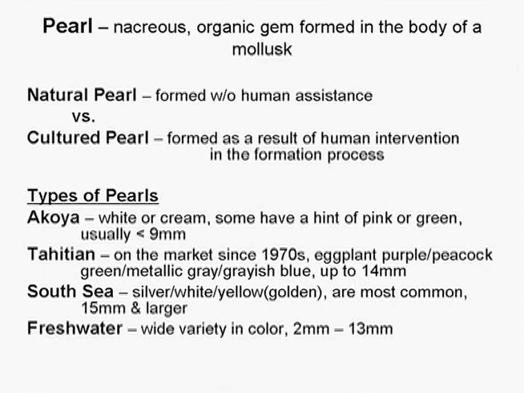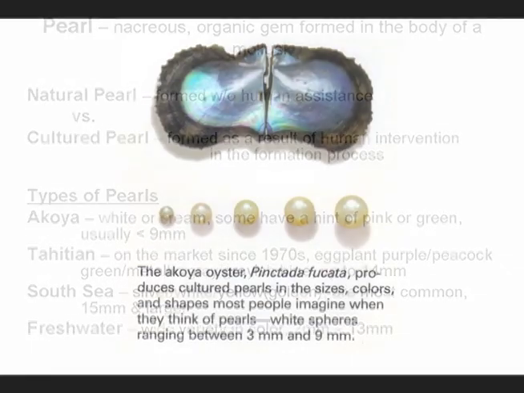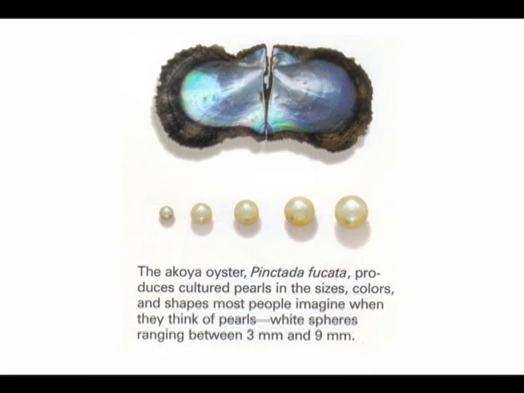We have different types of pearls. We have the Akoya pearl. This is what we think of when we think of pearls: your white or cream pearl. Some have a hint of pink or green, usually less than 9 millimeters in size. It comes from the oyster Pinctada fucata. And this is why a lot of them come out of Japan. And here we have the nice Akoya pearls.